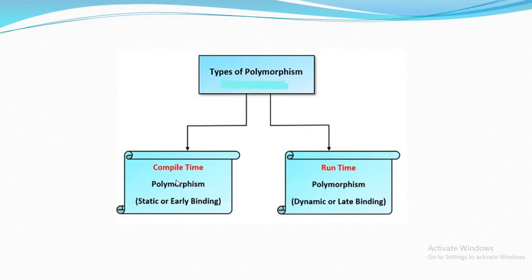Types of polymorphism. There are two types of polymorphism. One is compile time and another one is runtime. An example for compile time polymorphism is method overloading. An example for runtime polymorphism is method overriding.